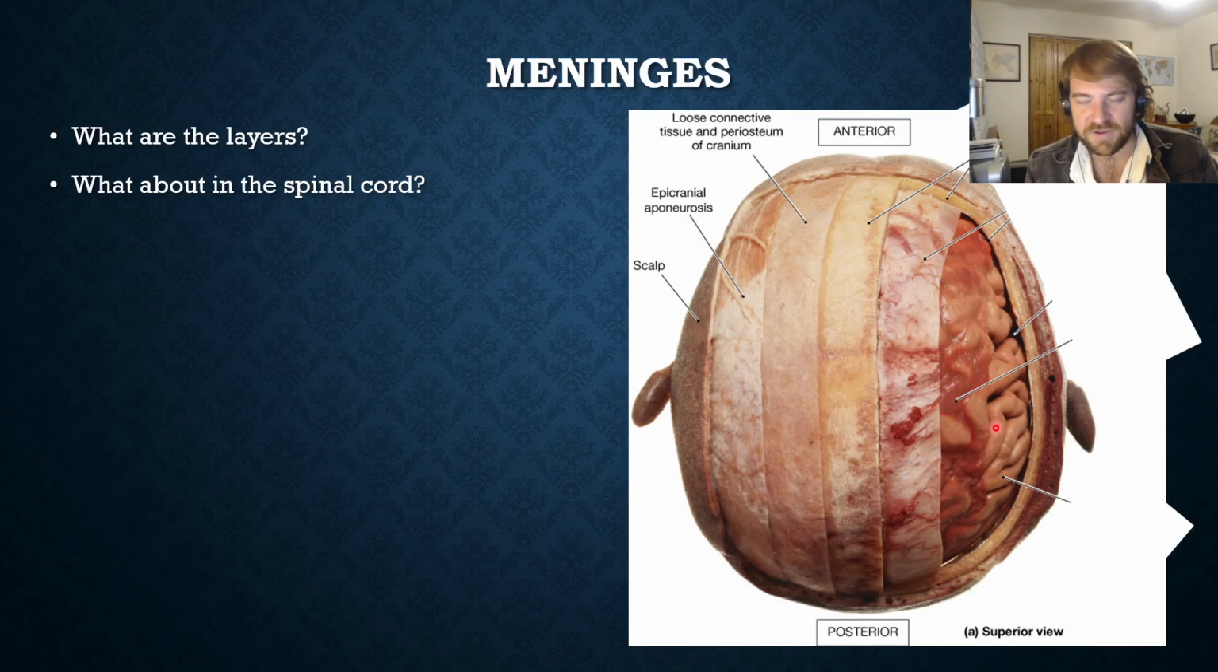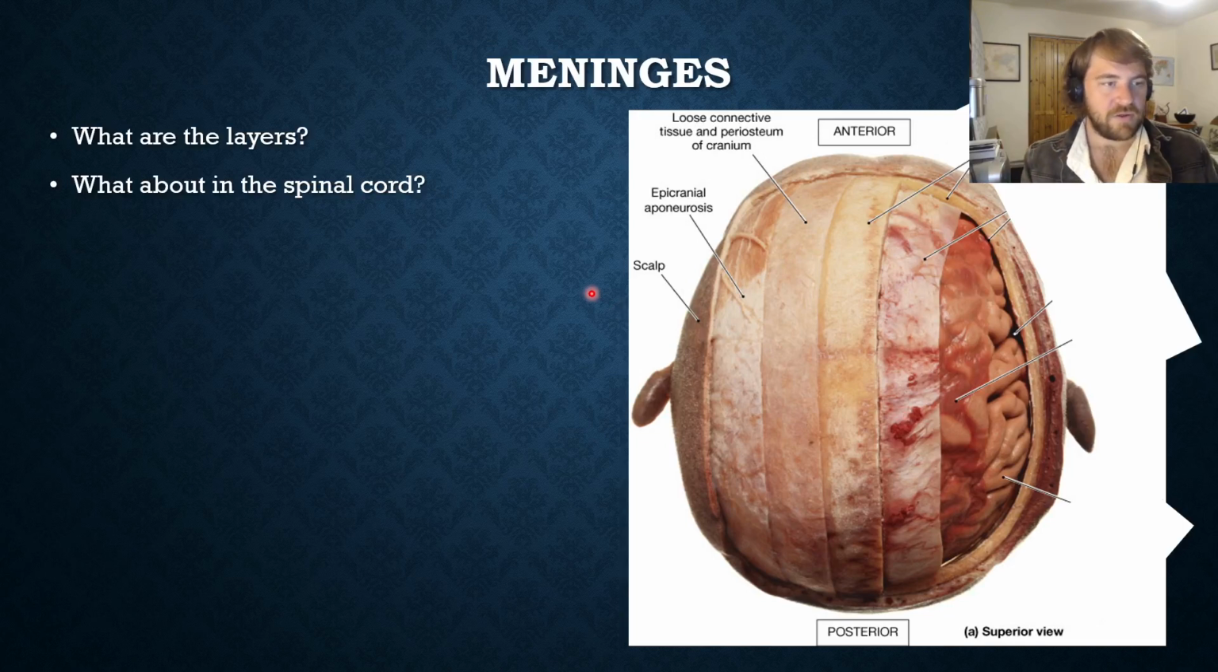Anyway, underneath that is the pia mater, and that one is very tightly adhered to the actual surface of the brain. When you look at this, you really can't tell, is there pia mater or is it just brain? There's pia mater here. Pia mater is always right on top of that gray matter of the brain. So we've got pia mater, arachnoid mater, dura mater.